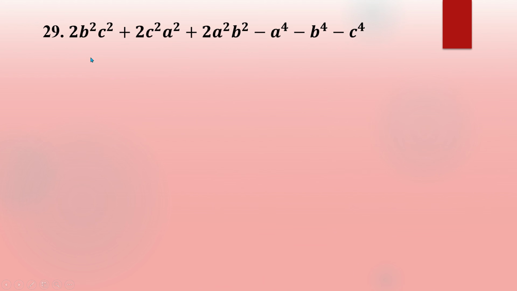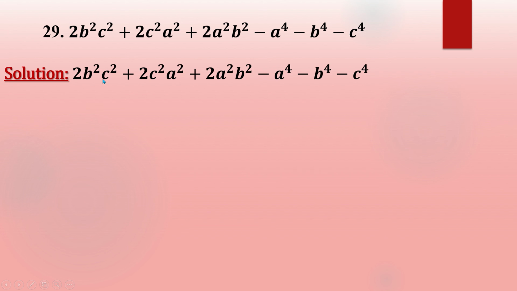Now 29 number. This is a given condition: 2b square c square plus 2c square a square plus 2a square b square minus a to the power 4 minus b to the power 4 minus c to the power 4. Solution, this is a given condition.